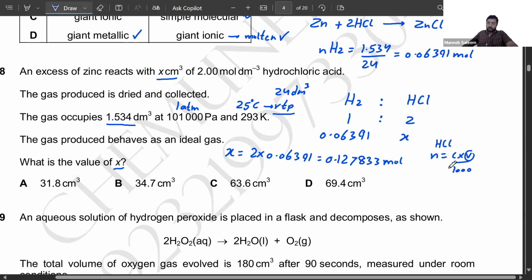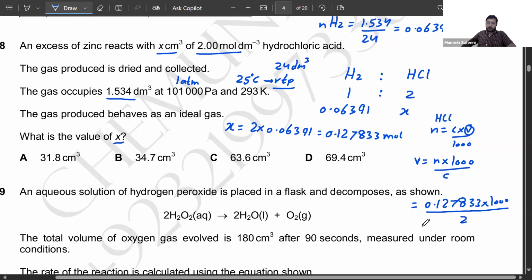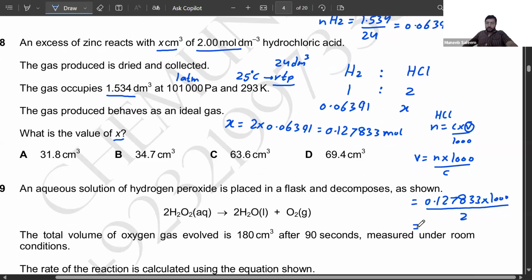Now we have to find the value of volume. For this purpose, I have to rearrange the equation. So volume is equal to n times 1000 divided by concentration. The value of volume is going to be the number of moles, 0.127833, multiplied by 1000, divided by the concentration, which we know is 2 mole per dm cube. When you calculate this value, the answer will be closer to 63.916.